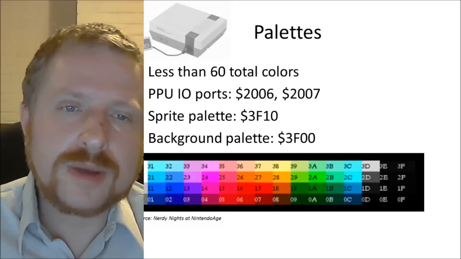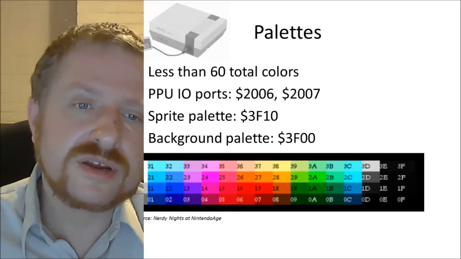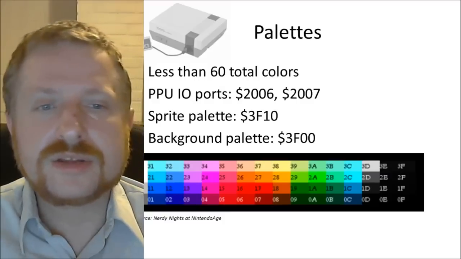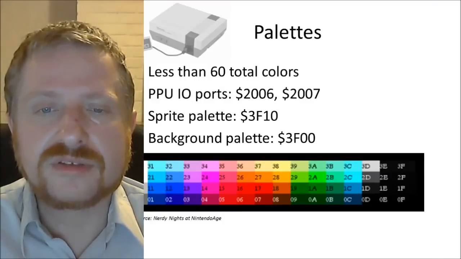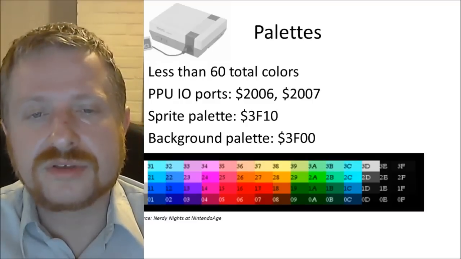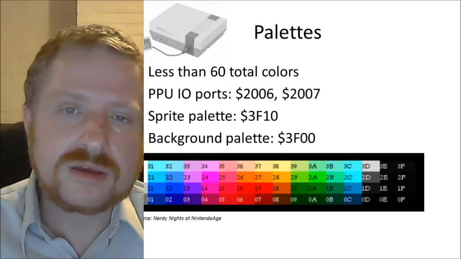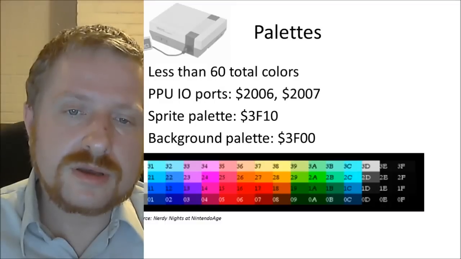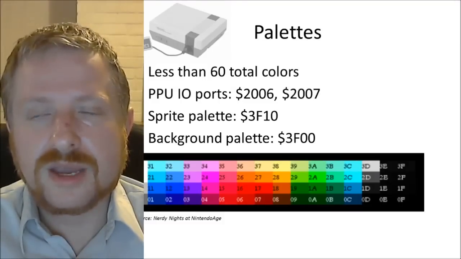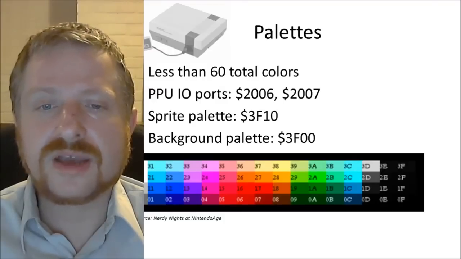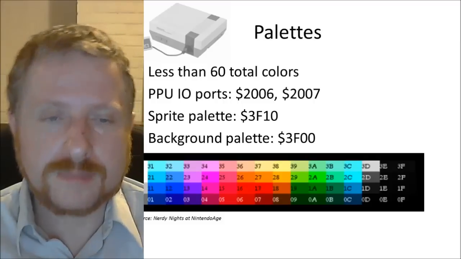So I talked about palettes a little bit earlier. You have 60 or fewer total colors you can use on the NES. You write to the palette table by using the PPU IO ports 2006 and 2007, and you write to these two locations, 3F10 and 3F00, to write the different palette data to that location in memory. So basically, you have 60 or fewer colors, but you have an even smaller number of actual colors that you can put on your palette.